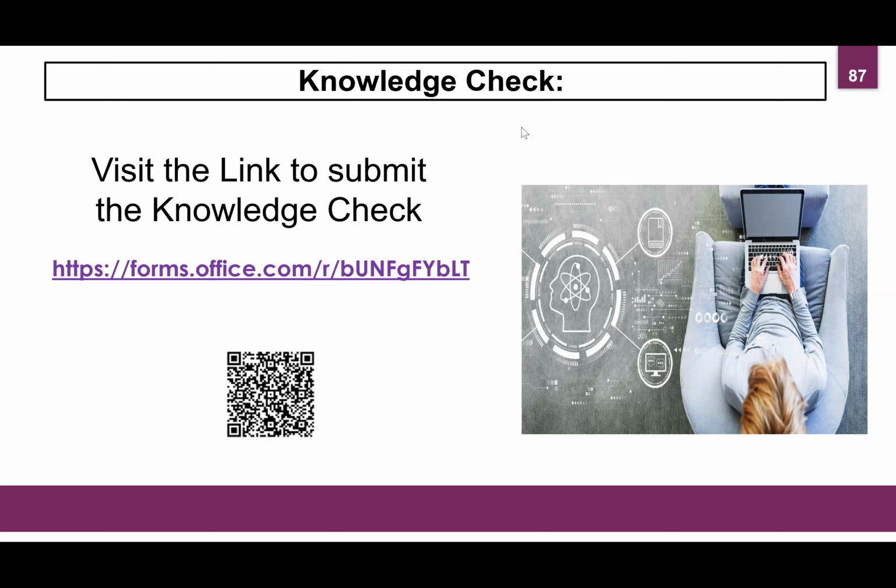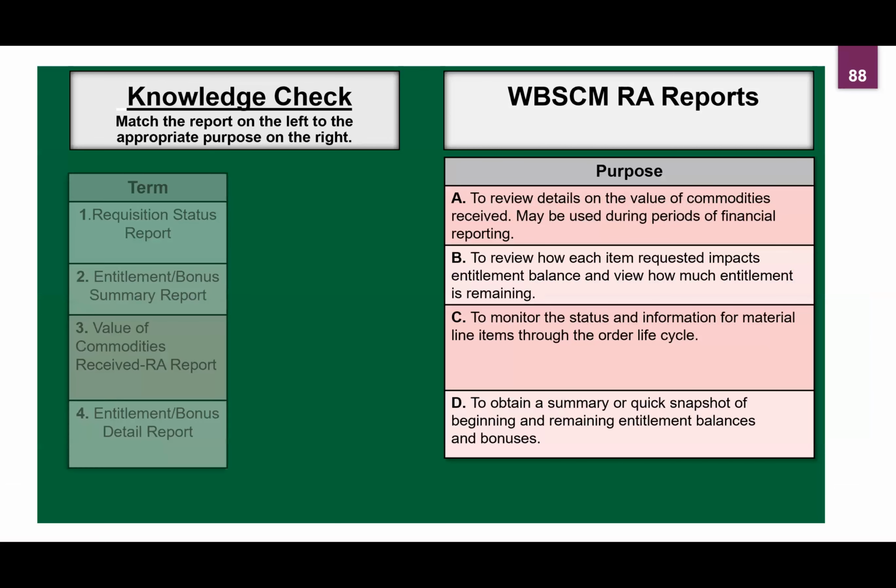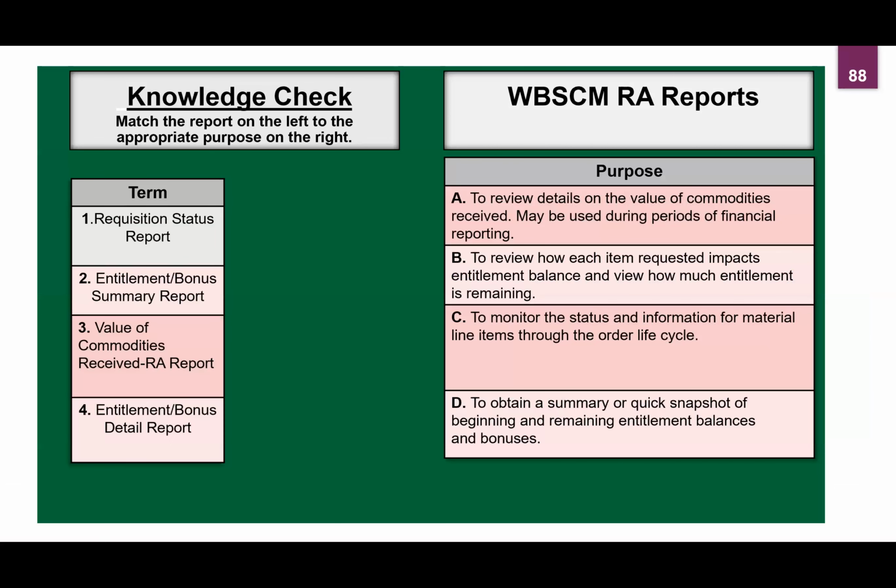Okay, you are welcome. I'm just going to go through the little knowledge check here. This is just going to show us some terms before y'all go. The requisition status report is going to monitor the status and information for material of the line items through the order cycle life. The entitlement bonus summary report is to obtain a summary or quick snapshot of beginning and remaining entitlement balances and bonuses.